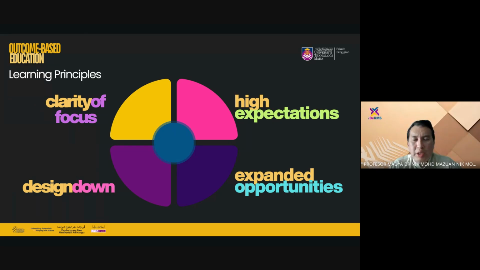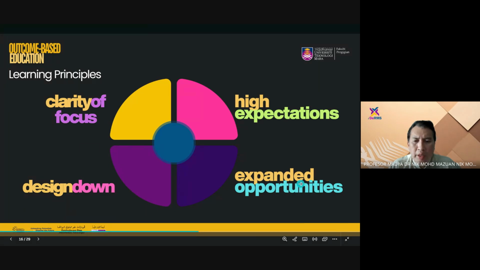So high expectation from them is a must, but with certain limits. We cannot push them all the way through if we know the limit is somewhere there. We need to gauge the ability as well. So high expectation is very much highlighted in OBE learning principles. Okay, and then lastly, the expanded opportunities.